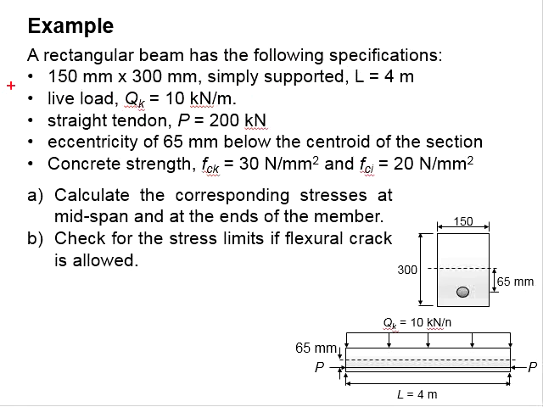It is subjected to a uniformly distributed live load of 10 kN per meter. There is a straight tendon having a force of 200 kN. The eccentricity is 65 mm below the centroid of the section, and the concrete strength at surface is 30 N per mm square, and at transfer is 20 N per mm square.